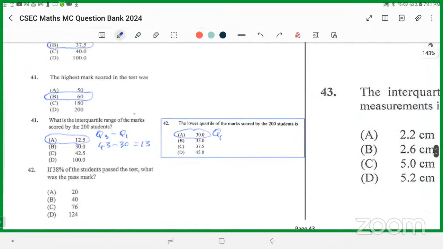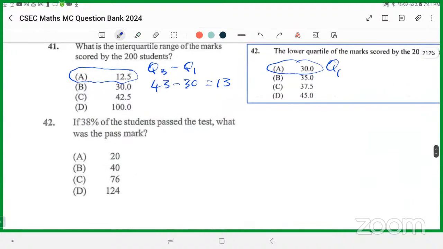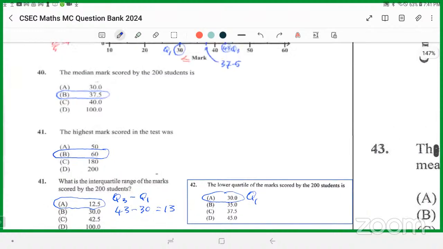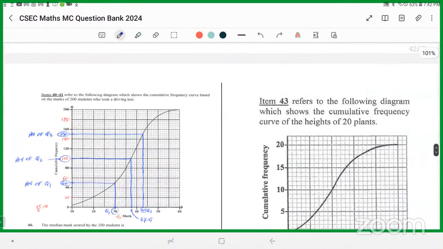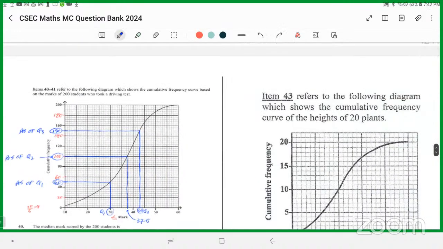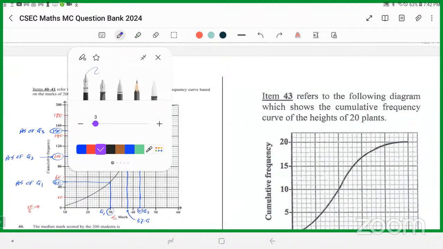All right, that's not a different paper. This one is now related to the same paper. If 38% of the students pass the test, what is the pass mark? So that 38% is the top 38%. Remember, the students who get the highest marks are the ones up at the top here. So the top 38% pass the test.